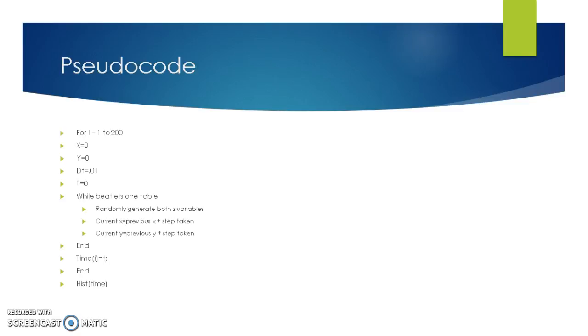So it's for i equals 1 to 200, simulated 200 times. You start at the center of the table, x equals 0, y equals 0, establish your step size, and establish your time as 0. Now, we set up a while loop while the beetle is on the table, randomly generate the z variable, and then the current x is equal to the previous x plus the step taken, that's the distance it took, and same for the y. Then you relate that to the circle and figure out if it is inside that circle or outside, and once it gets outside of that circle, it's at time n, and then we record t and figure out the histogram.